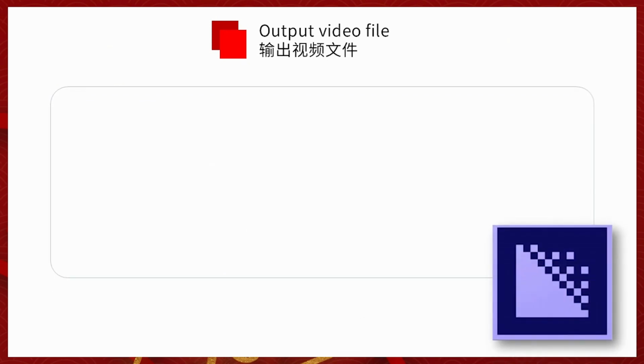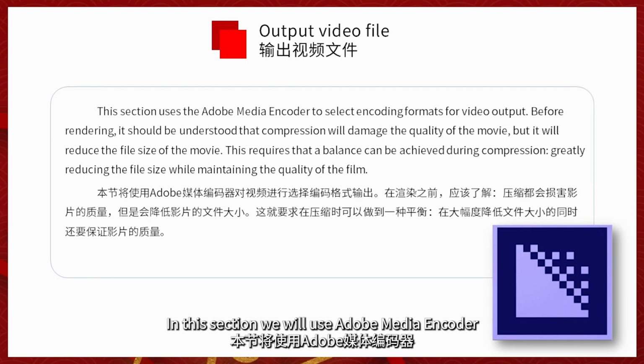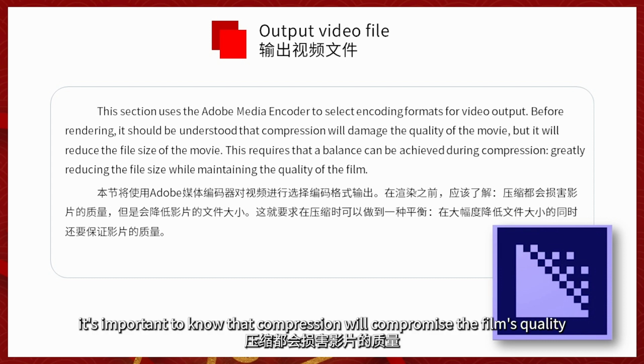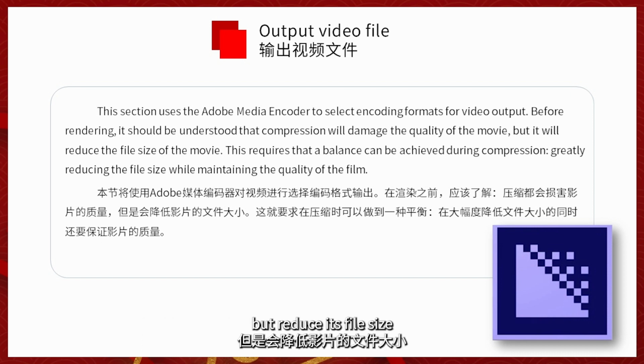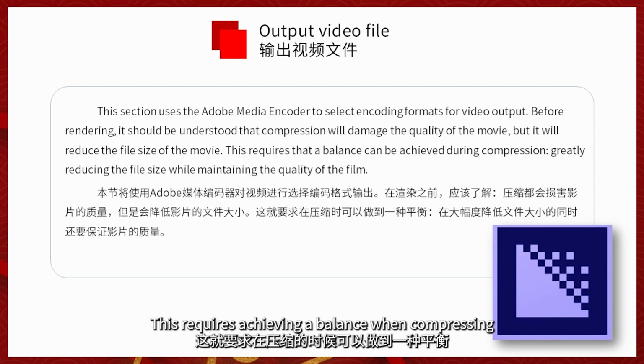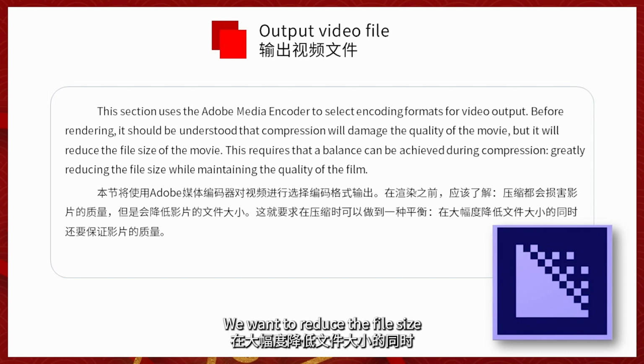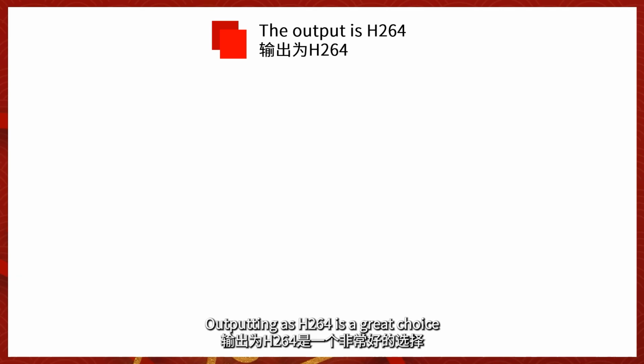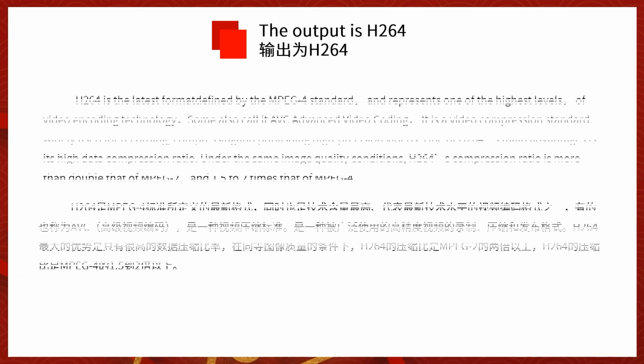Video import. In this section, we will use Adobe Media Encoder to select encoding formats for video output. Before rendering, it's important to know that compression will compromise the film's quality but reduce its file size. This requires achieving a balance when compressing. We want to reduce the file size and also ensure the quality. Outputting as H.264 is a great choice.